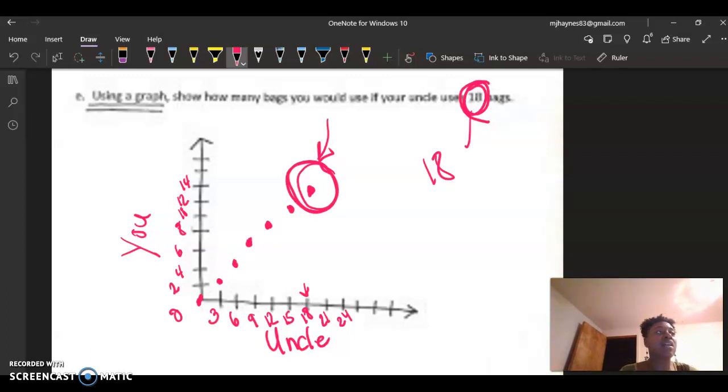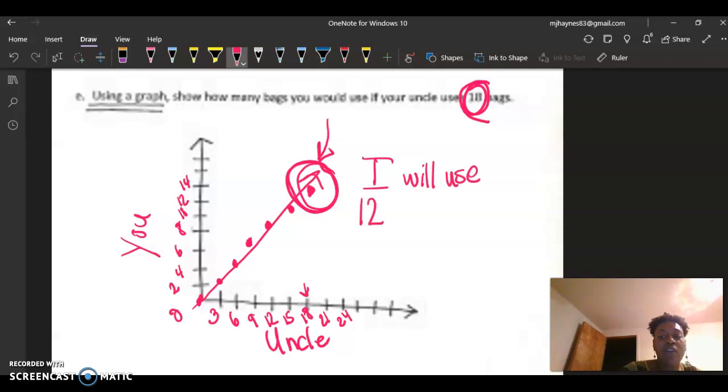So a lot of people said, oh, he's going to use 12 bags, or I'll use 12 bags. Great. Give me the proof. Okay, so here is the proof with my proportional relationship graph, going in a straight line, passing through the origin. So you're just going to say, and I'm going to erase this 18, you're just going to say, I will use 12 bags when uncle uses 18 bags.